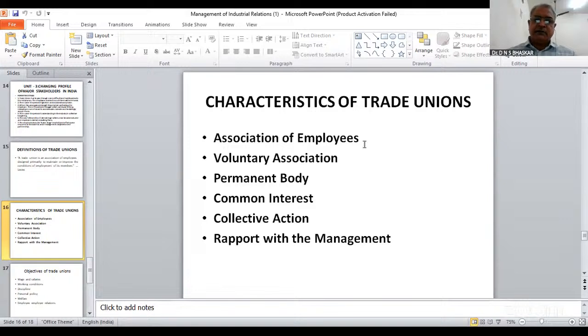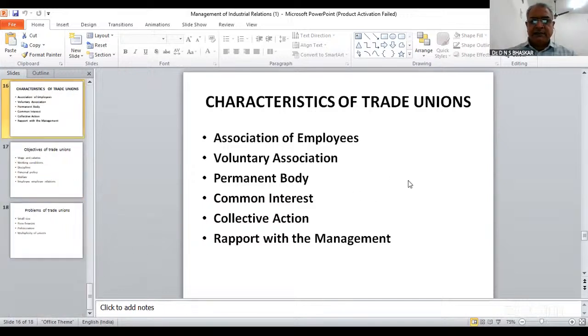And the second one is the voluntary association. The second point is that they are voluntary associations which come forward for the benefit of the employees. Then, a permanent body: trade unions have a complete body with various hierarchical levels, like secretaries and so on. And trade unions have common interests and take collective action, and they have rapport with the management.